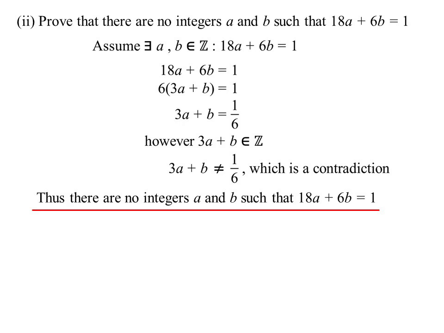So therefore my assumption was incorrect. It must be the opposite of that case. So there are no integers a and b such that 18a plus 6b is equal to 1. So the idea is you assume what it is that you're trying to prove is incorrect, and then you try and come up with some contradiction. And then you can turn around and say, but hang on, that's impossible. And if that's impossible, then my assumption must have been incorrect. Therefore, it must be the other case.